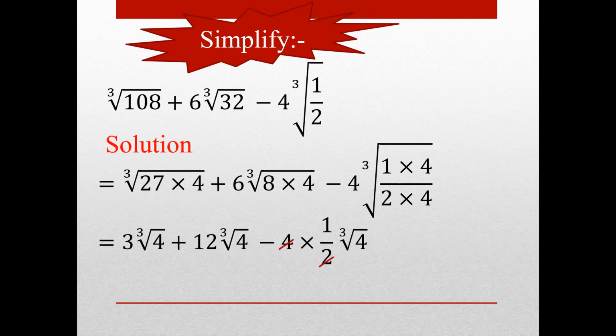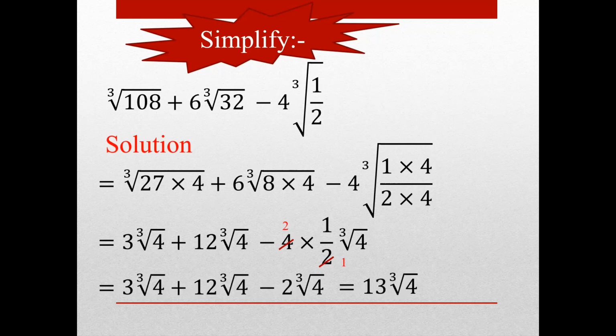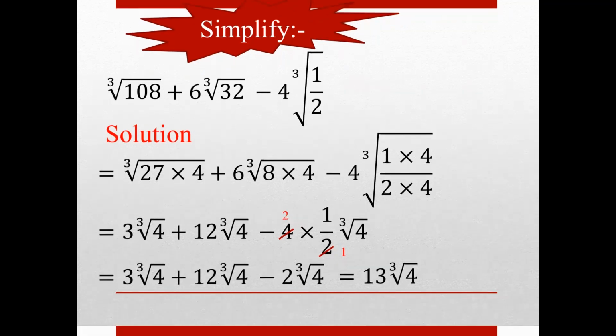I'll cancel 2 with 4. It will be 2 multiplied by cubic root 4. The answer will be 3 cubic root 4 plus 12 cubic root 4 minus 2 cubic root 4. So it will be 13 cubic root 4.